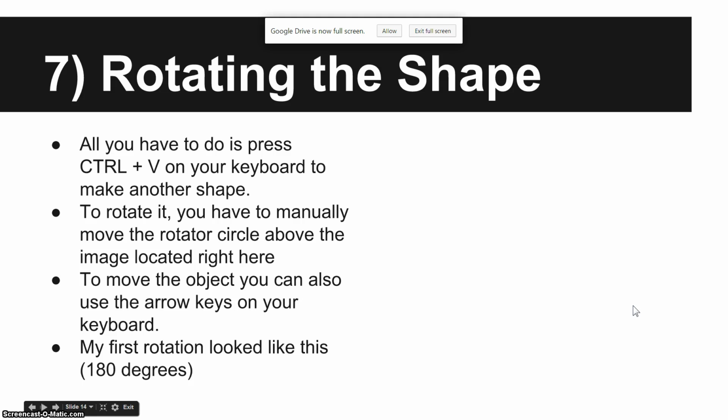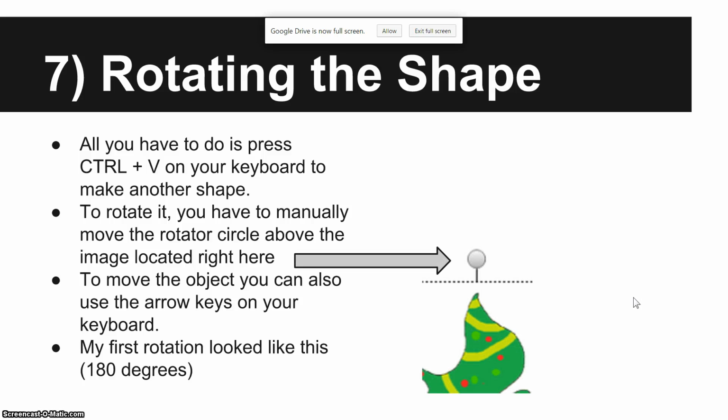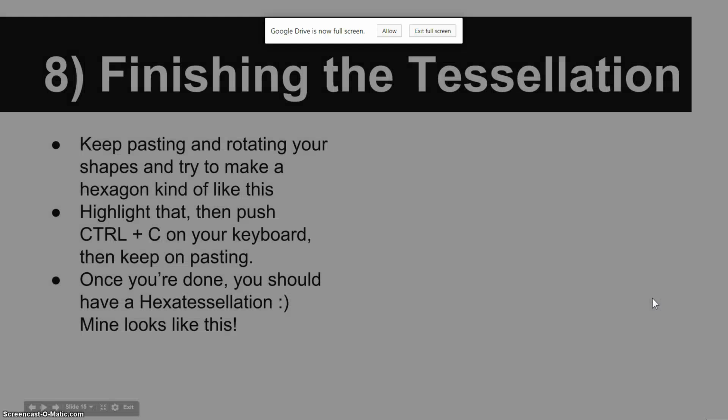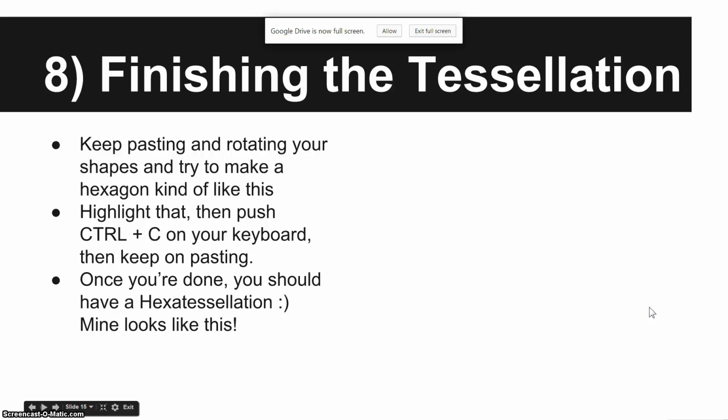Once you do that, you have to manually use the rotator thingy located right there. To move your shape, all you have to do is click and drag. If you need to, you can also use the arrow keys on your keyboard for a more precise aim. My first rotation was 180 degrees, and it turned out like this. To finish up your tessellation, keep rotating the shapes you paste into Notebook and try to make a hexagon.